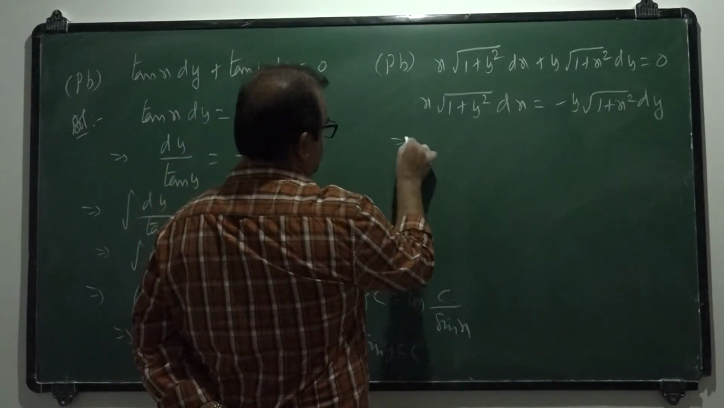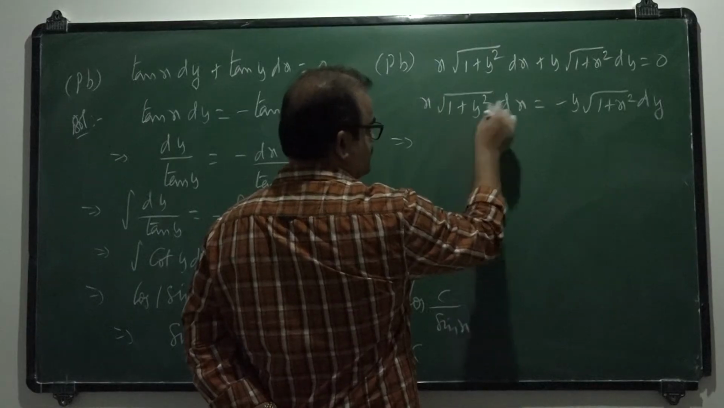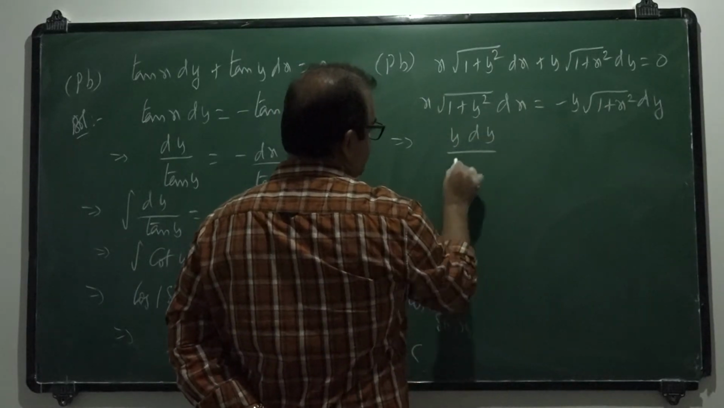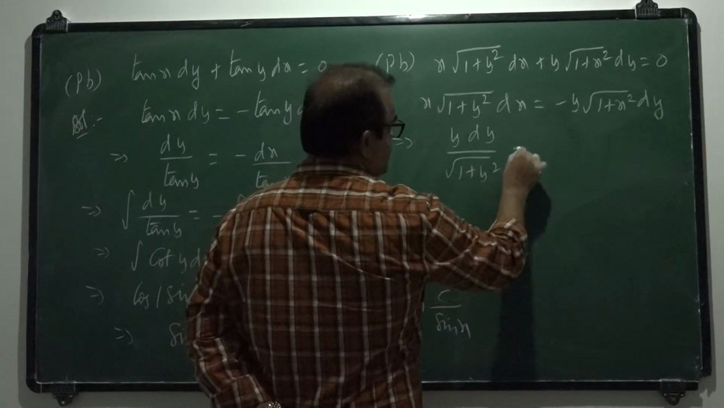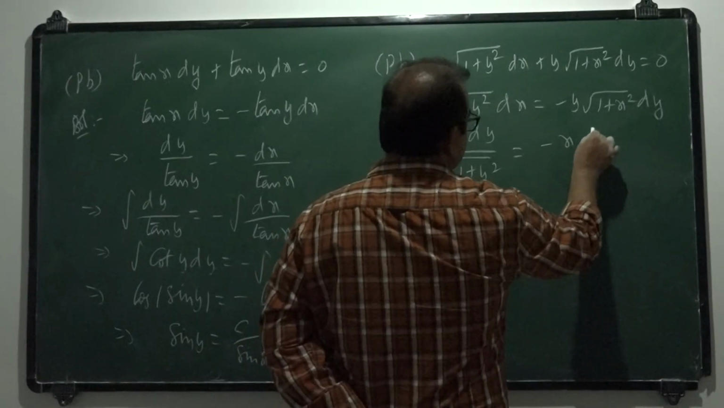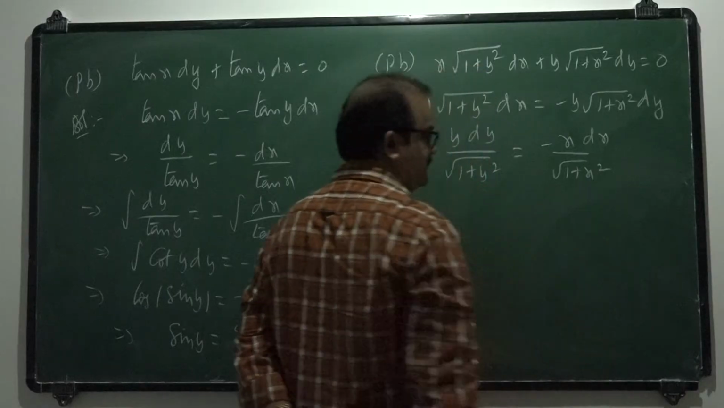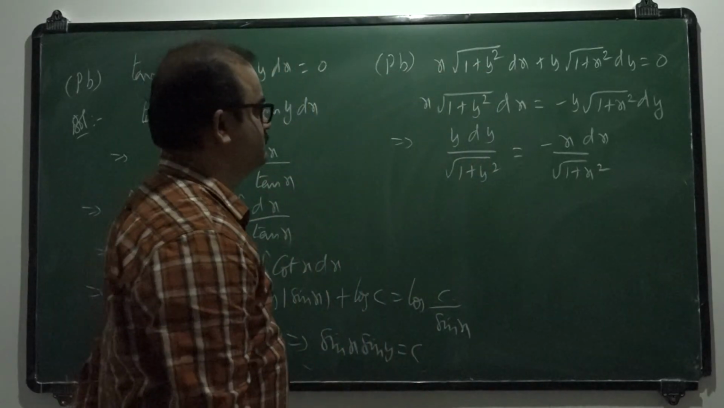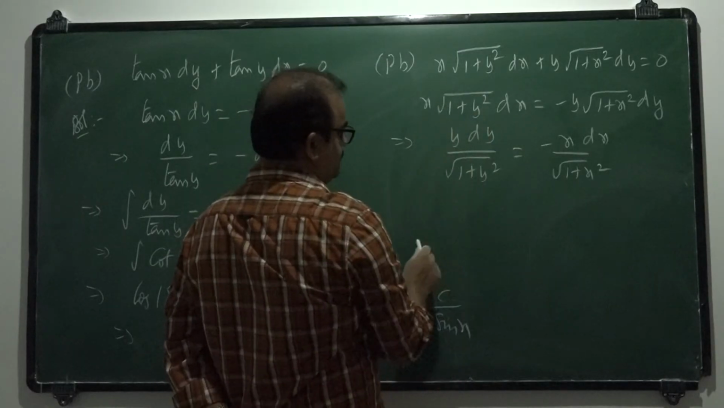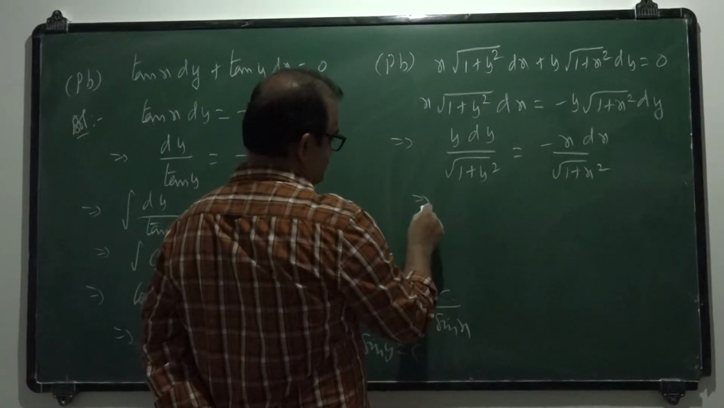Now separate the variables x and y. Take this root 1 plus y square to that side. Write it as y dy by root 1 plus y square is equal to minus x into dx by root 1 plus x square. Again, on cross multiplying you get this same equation. Okay, now integrating both sides.